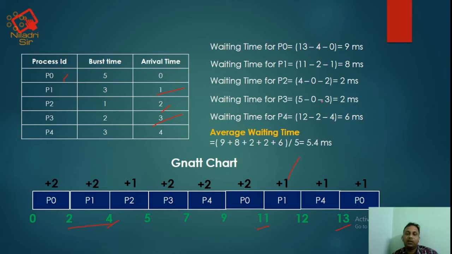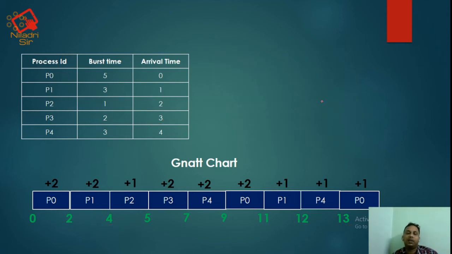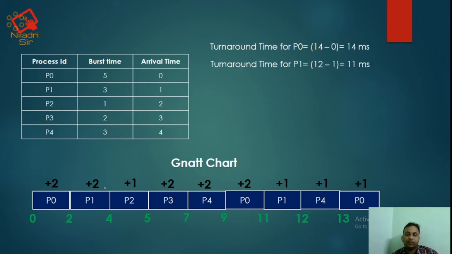Next we will find out the turnaround time. The formula of turnaround time is completion time minus arrival time. So the completion time for P0 is 14 and arrival time is 0, so for P0 it will be 14 minus 0, 14. For P1 it will be 12 minus 1, that is 11. For P3 it will be 7 minus 2.